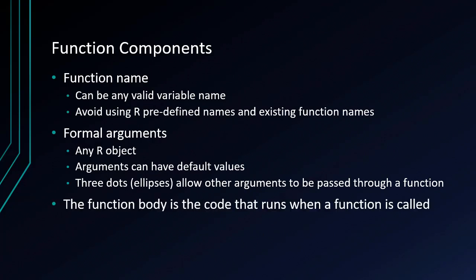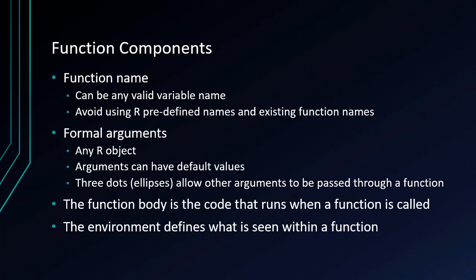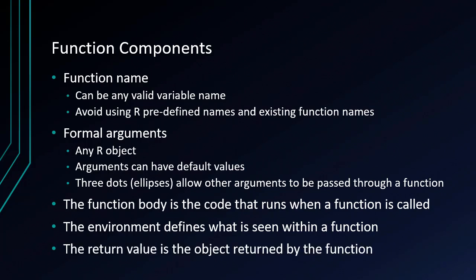The function body is the code that runs when a function is called. The environment defines what is seen within a function. And then finally, the return value is the object that is returned by the function.